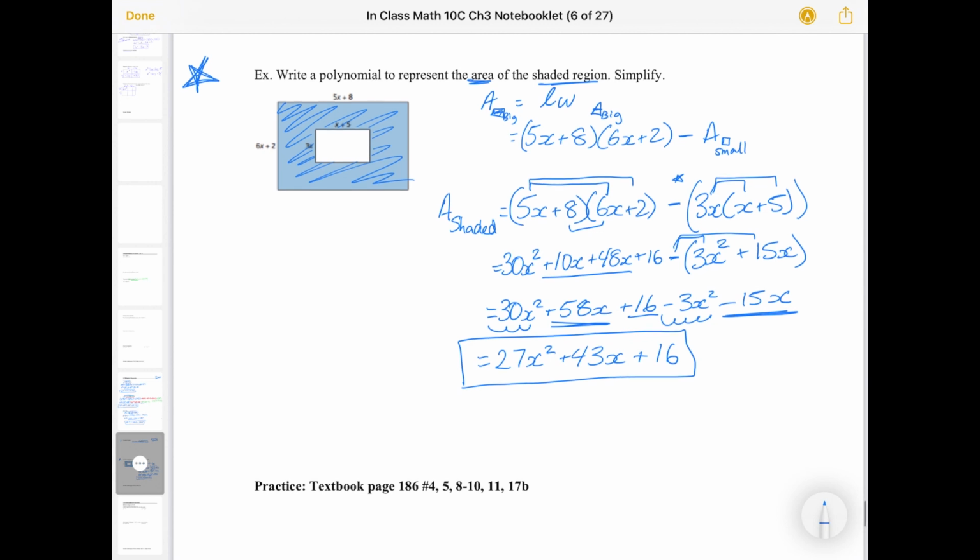All right, and that's it for this section. That is multiplying polynomials. Same process as when we were multiplying just binomials. There's just more things to do. All right, and with that, you've got some practice to do. Practice is progress, so get that stuff done. If you're having questions, please touch base.